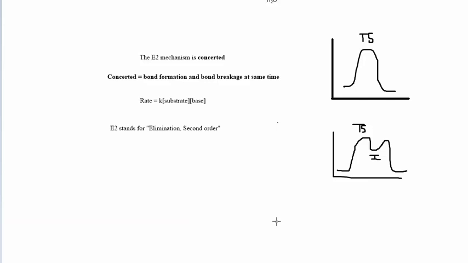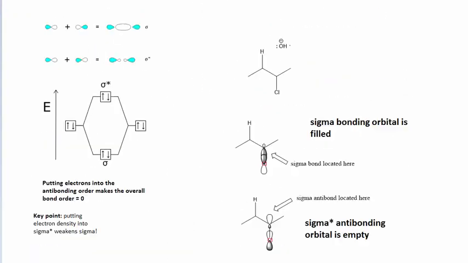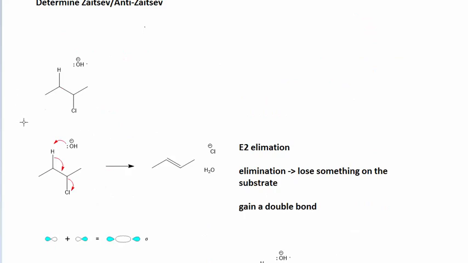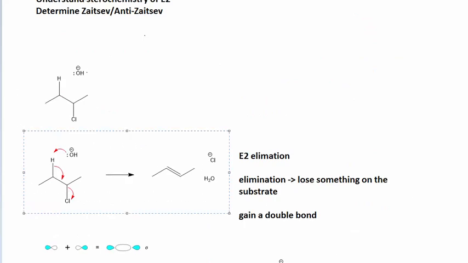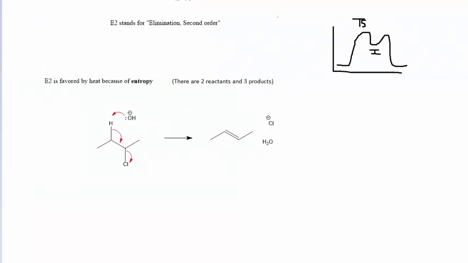And lastly, the E2 elimination is favored by entropy. Now what do I mean by that? Well, let me go back up here. So notice that on the left-hand side, we have two molecules. We have the substrate and the base. And on the right-hand side, we have three molecules. We have the protonated base, the leaving group, and the alkene product. We have generated a greater number of molecules in this reaction. What that means is that the entropy increases.